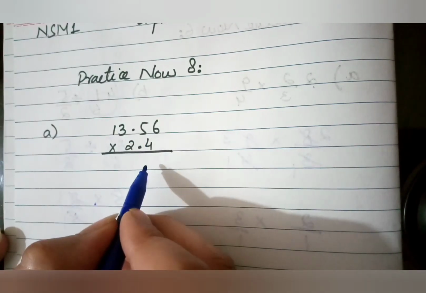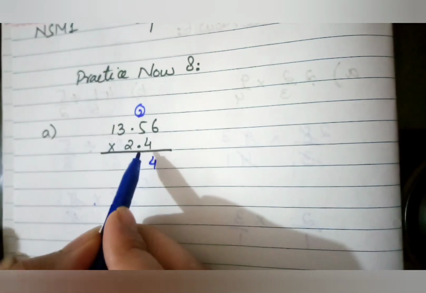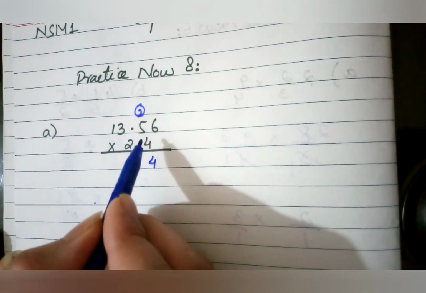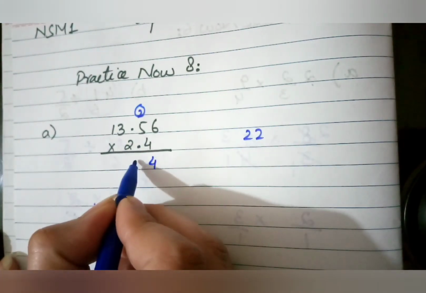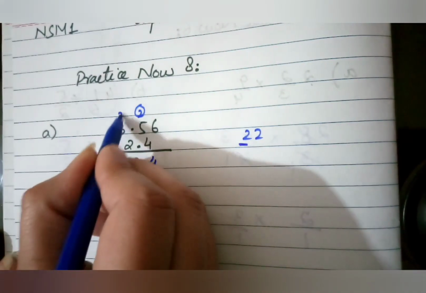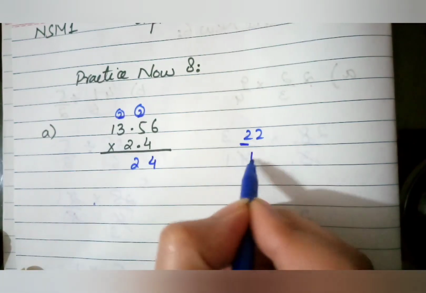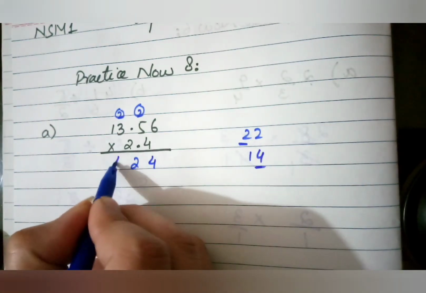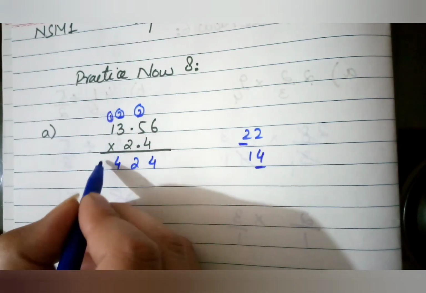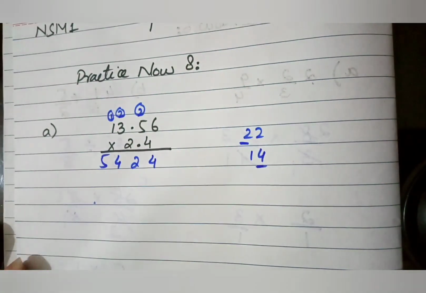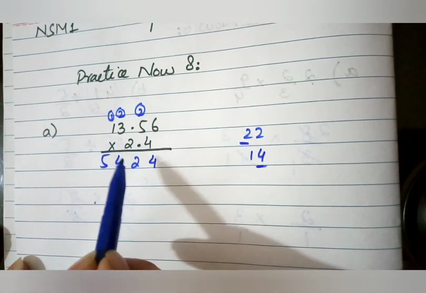4 6s are 24. Write down the 4 and carry 2. Now 4 5s are 20, add 2, 22. So write down 2 and carry to your left term. Now 4 3s are 12 plus 2, 14. Write down 4 and carry 1. 4 ones are 4 plus 1, 5. Now we have multiplied 4 with all the terms. Ignore this point term. We will solve it at the end.